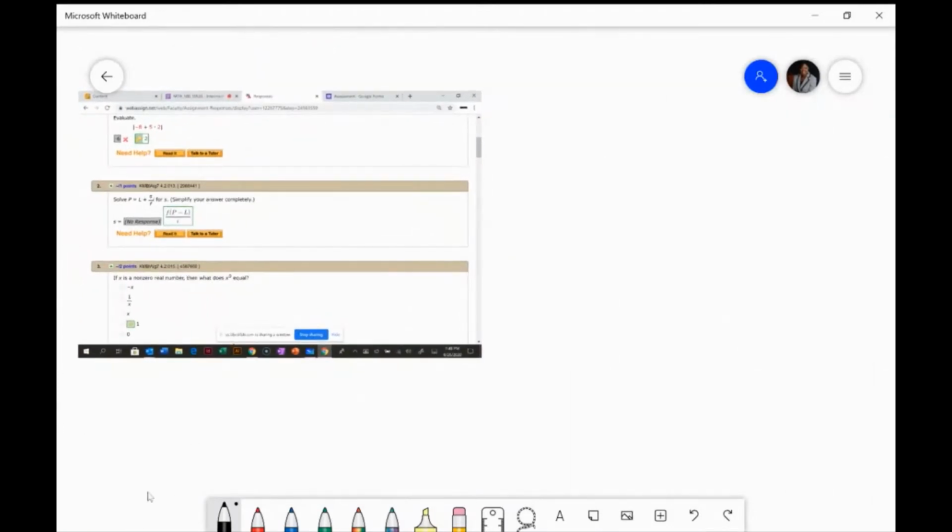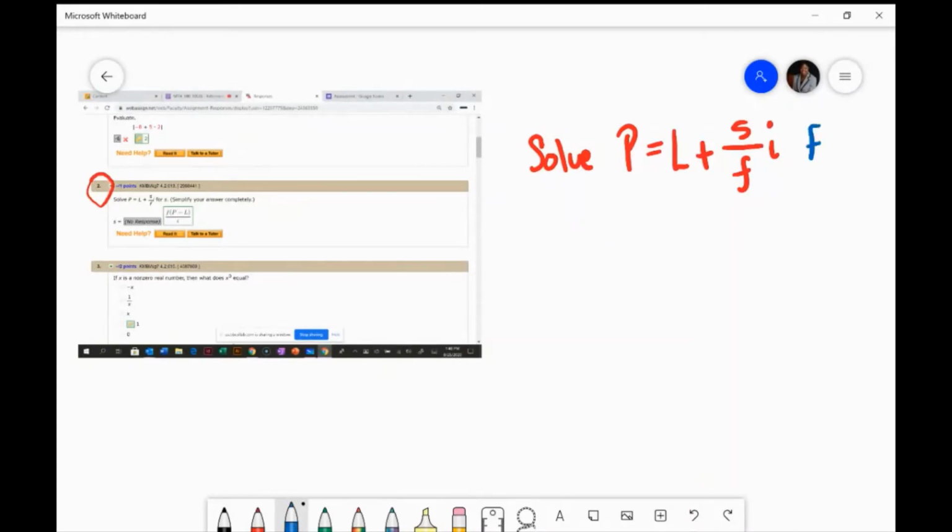So let me go over number 2. Solve P equals L plus S over F times I, and we're going to solve for S. Can anybody tell me, what do you think they're asking you to do when they say solve for S? This is the equation, and they want us to solve for S. What does that mean in layman's terms?